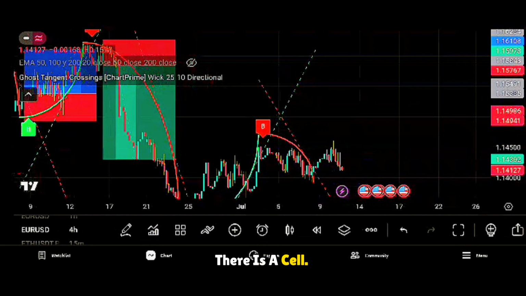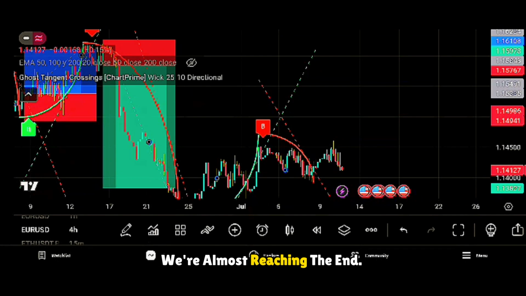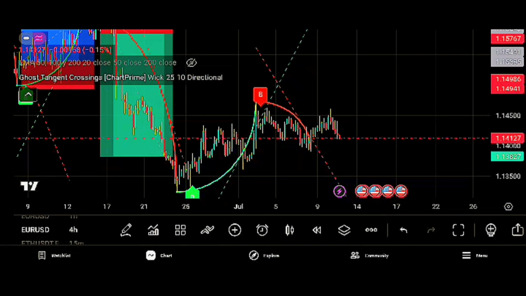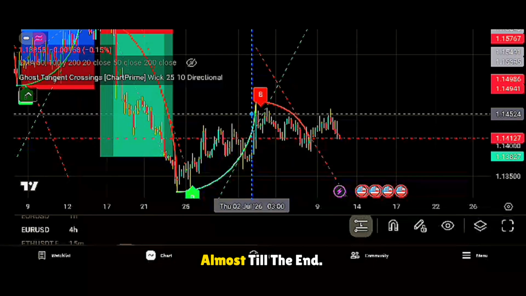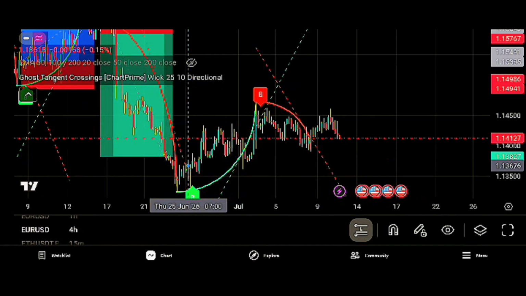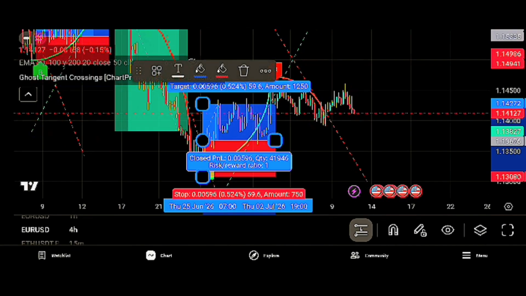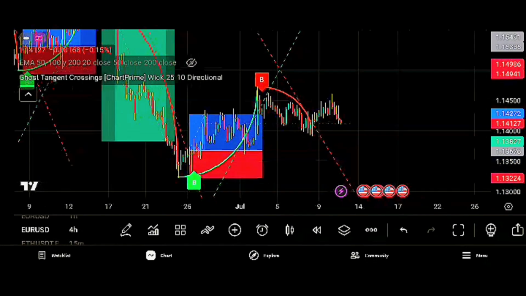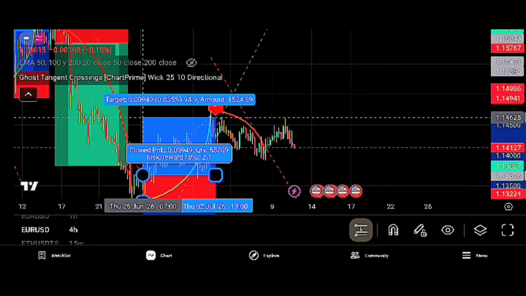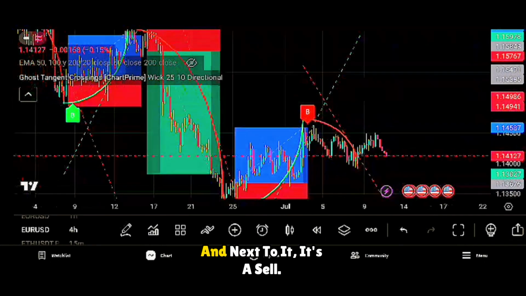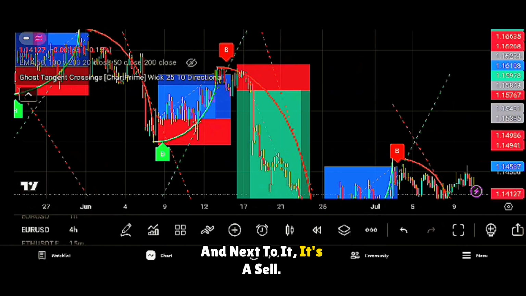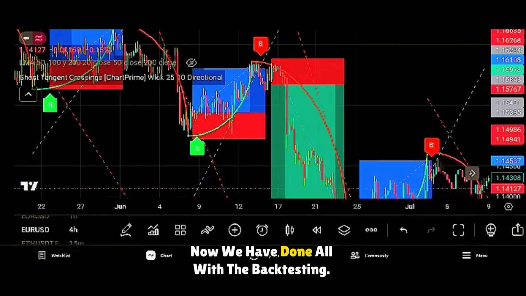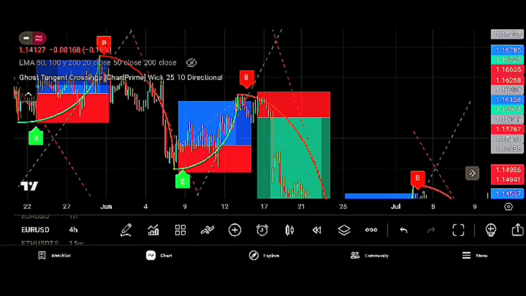There is a sell. We are almost reaching the end. Almost till the end. The buy, and next to it is a sell. Now we have done all with the backtesting.